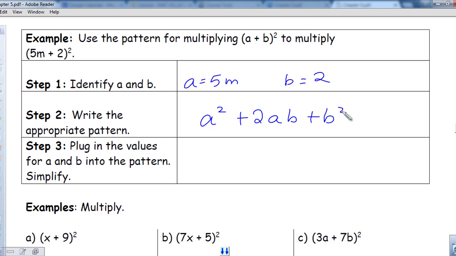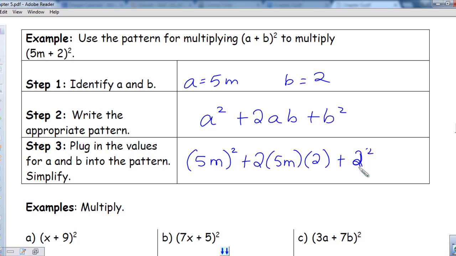Okay, then we're going to plug in the values for a and b into the pattern and simplify. So for a, we get 5m squared, right, plus 2 times 5m times 2 plus 2 squared. Okay. And again, all of this we want to work up to doing mentally, but I'm writing it out right now. Okay, so I just plugged into my pattern. For a, we had 5m, so I said 5m squared, 2 times a times b plus b squared.